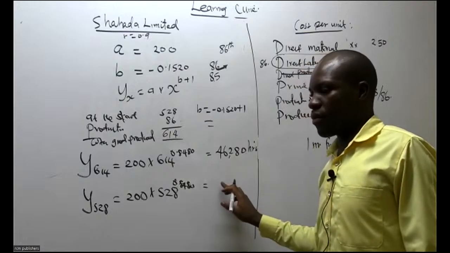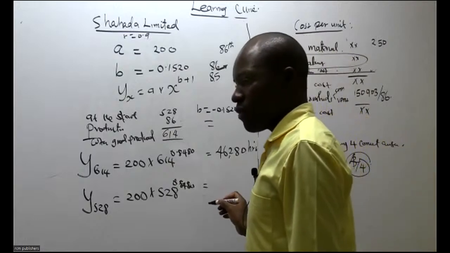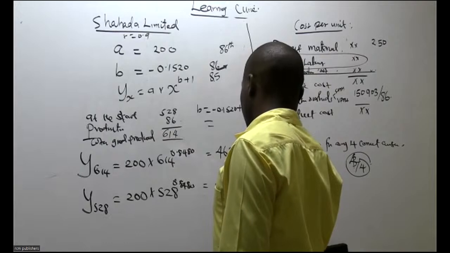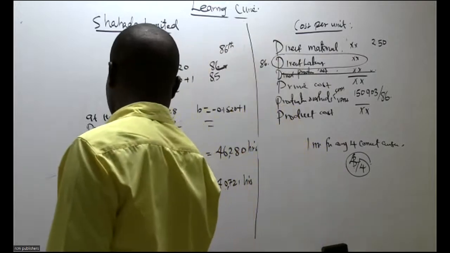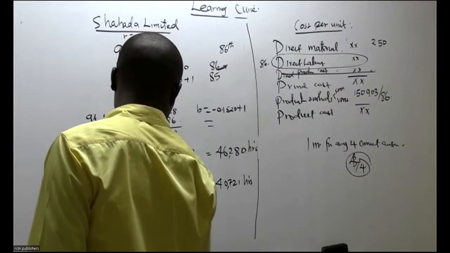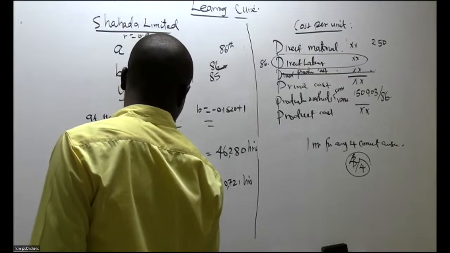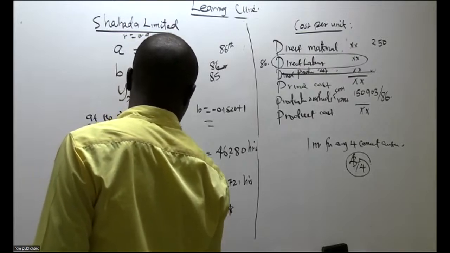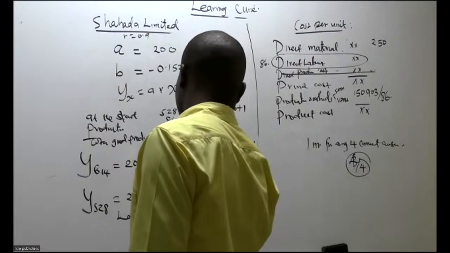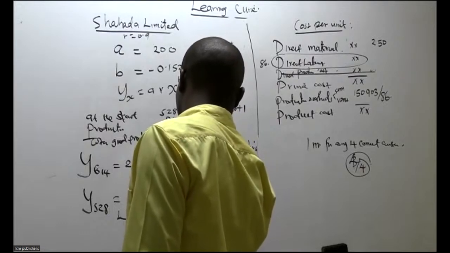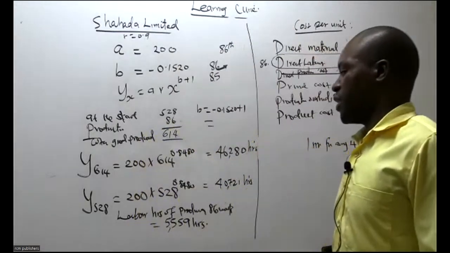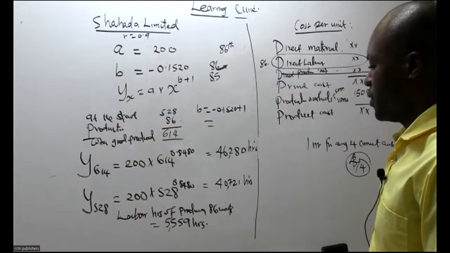You just take 528 raised to the same power, times 200. What do you get? We have 721 hours. Then the hours taken to produce 86 units, the labor hours of producing 86 units during the period. How many? 559, is it? 559 hours. Good.